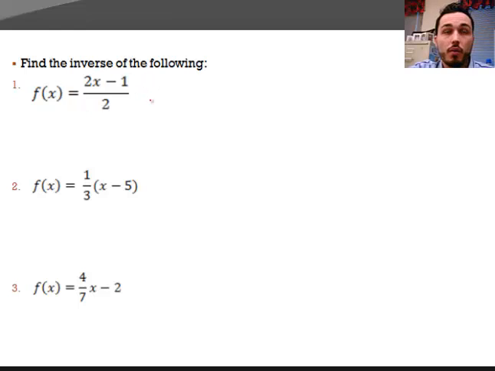Step 1 with inverses is always switch x and y, so I've got x equals 2y minus 1 over 2. And now I'm going to go in backwards order of PEMDAS to ultimately solve for y. So step 1 is going to be to multiply by 2 on both sides. 2's cancel. Now I've got 2x equals 2y minus 1. So the next thing would be to add 1 to both sides.